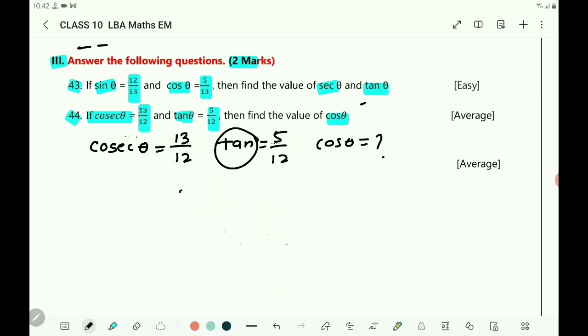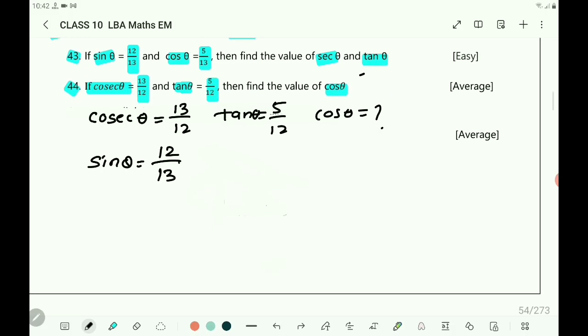In tan theta, cosec theta is there. You know that tan theta is equal to what? Cos by sin. Tan theta is equal to cos by sin. Where is sin? Sin means the reciprocal of cosec. So write sin theta is equal to the reciprocal of this one we have to take, 12 by 13. Sin theta is equal to 12 by 13.